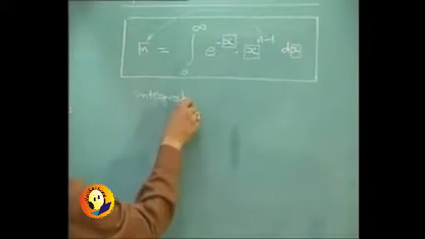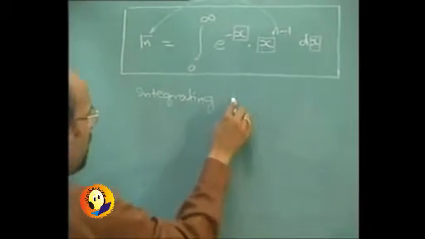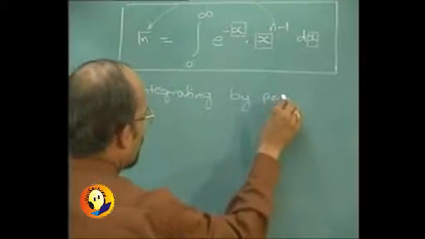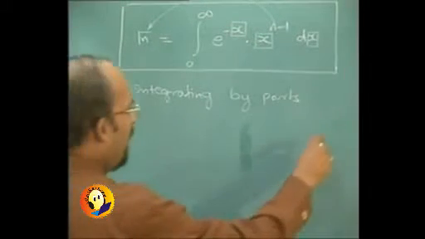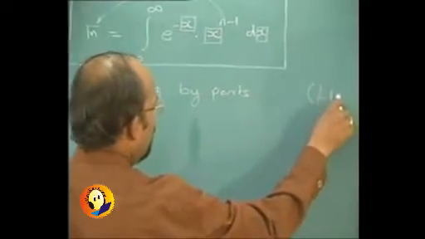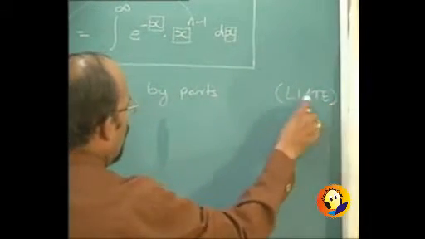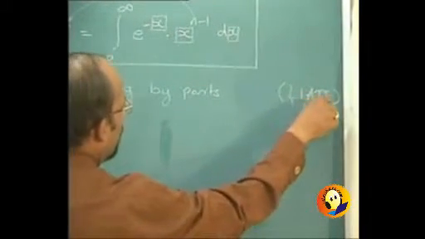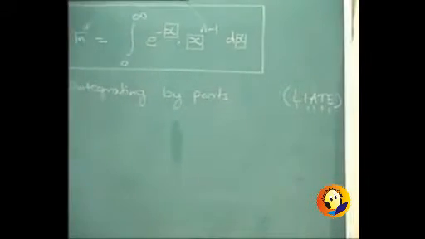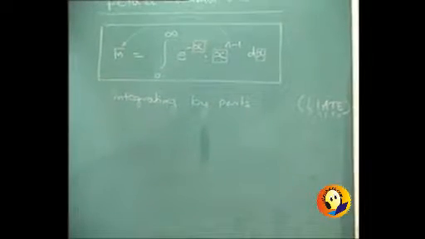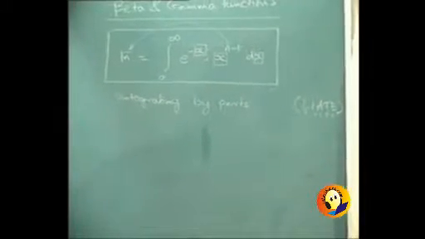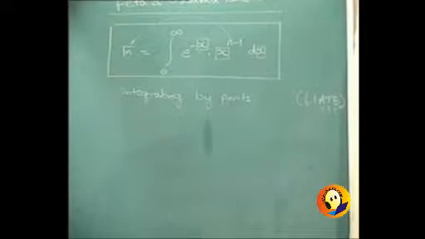Now if we integrate it by parts, with our usual rule, it is LIATE that we will again be referring to: logarithmic, inverse, algebraic, trigonometric and exponential. You will have to consider x raised to n minus 1, which is an algebraic function, and we should be choosing x raised to n minus 1 as function 1, and e raised to minus x, which is also integrable, should be considered as function 2.